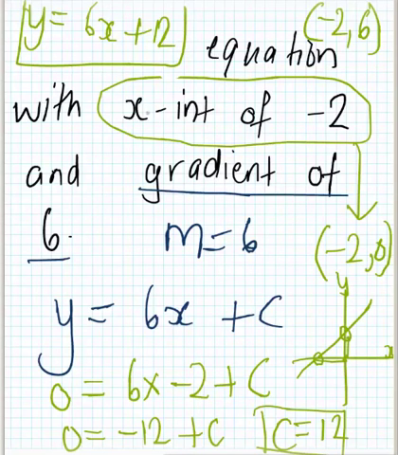So just remember, if they've told you the x-intercept is negative 2 or the y-intercept is 1, you have to remember, for an x-intercept, y has to be 0. For the y-intercept, x has to be 0. And therefore, there's a point given to you.